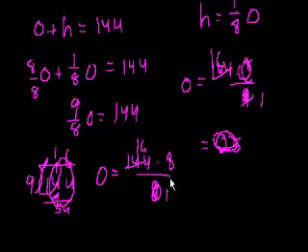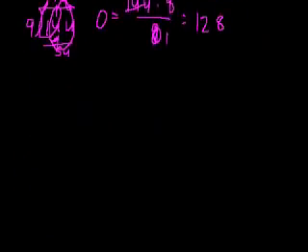16 times 8 isn't 256, it's 128. That was my mistake. So there's 128 grams of oxygen. I just made a mistake right at that last step. All right, and that's choice D.